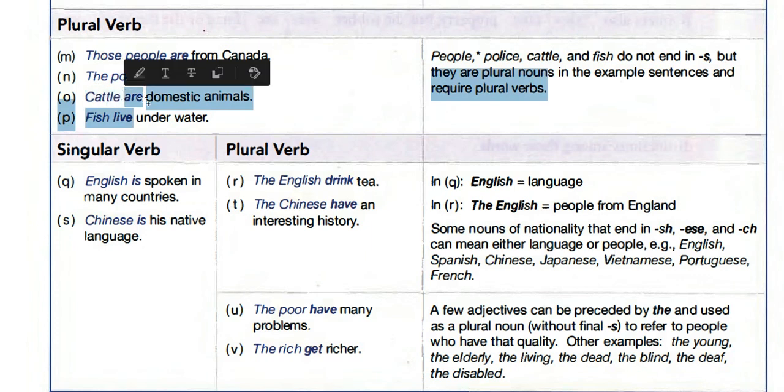Cattle are domestic animals. Here we are dealing with a herd of cattle, so we cannot define it as one. We keep it generalized. The police have been called. The police, they are not one police. If they say policeman, it will be another story. But if they keep it police, it means the whole police institution. I need them for something. So the police have been called. Those people are from Canada, meaning the people were from Canada, of course a group.